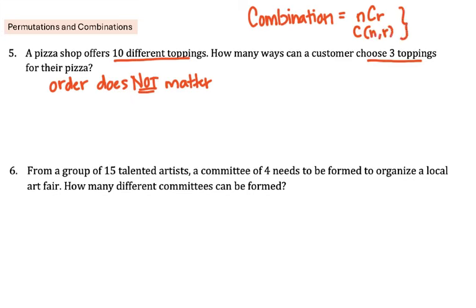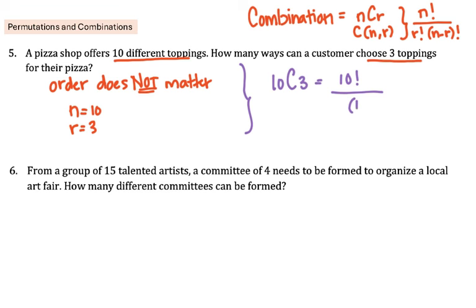And the formula is slightly different. It's n factorial over n minus r factorial, just like we did, but then we divide by another r factorial. So order does not matter. In this case, our n is 10 toppings we're choosing from. We're only going to choose 3 of them. So for this particular problem, we're saying, what is 10 choose 3? So that's 10 factorial divided by 10 minus 3 factorial and divided by another 3 factorial. When we plug that in our calculator, we get 120 different ways to choose 3 toppings out of 10 on your pizza.